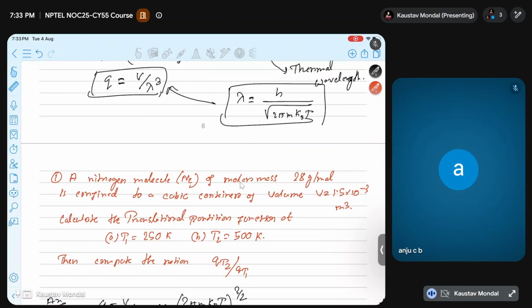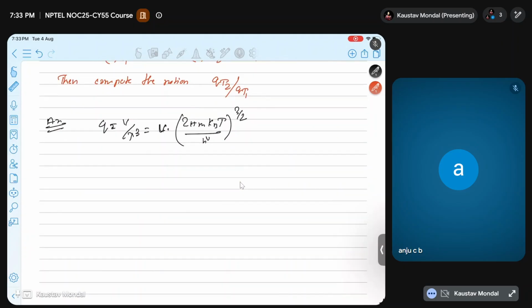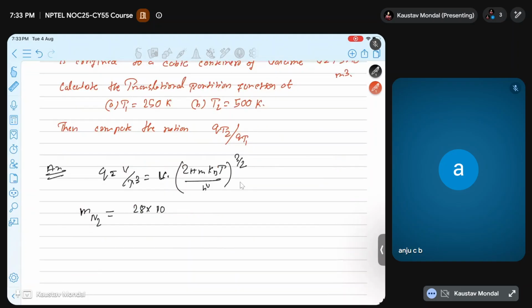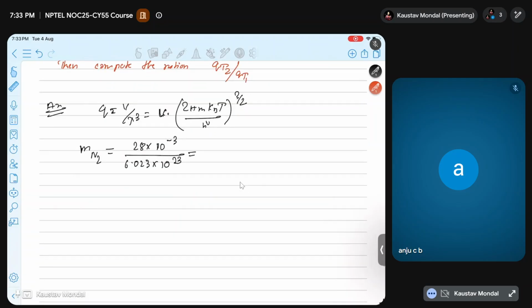So for 28 gram per mole, 1 mole has 28 grams. That means the mass of N2 would be 28 into 10 to the power minus 3 kg divided by 6.023 into 10 to the power 23. This will give you the mass of each N2 in kg, which is around 4.65 into 10 to the power minus 26 kg.